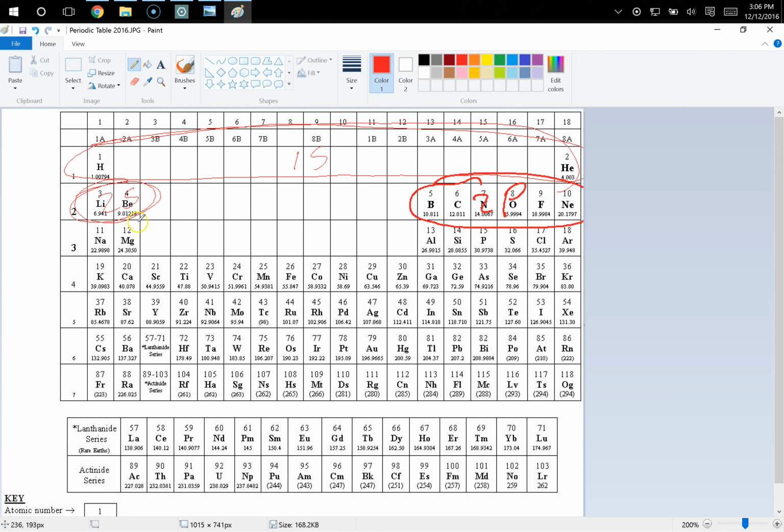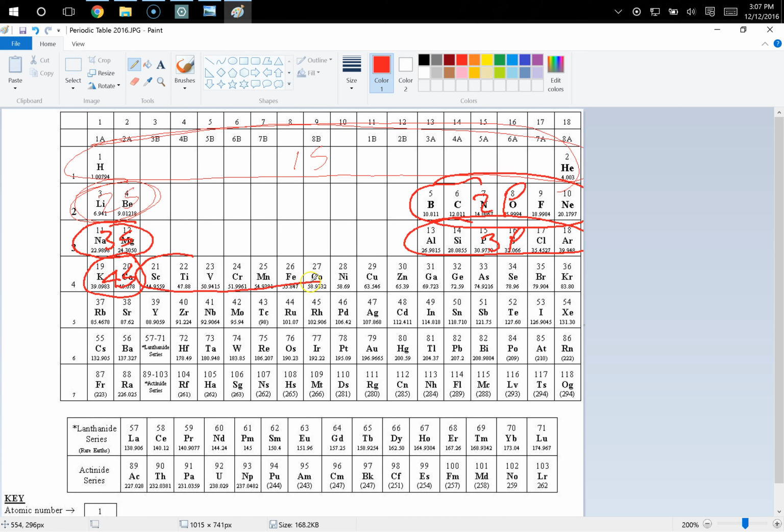So now I move on. I'm filled up with that. This is the next thing I hit. Well, what is this? 3s. This is the next thing that I hit. What's this? 3p. This is the next thing I hit. What's that? 4s. I did not hit the 3d. The next thing I hit in order was my 4s. So that's where I put my next 2 electrons.